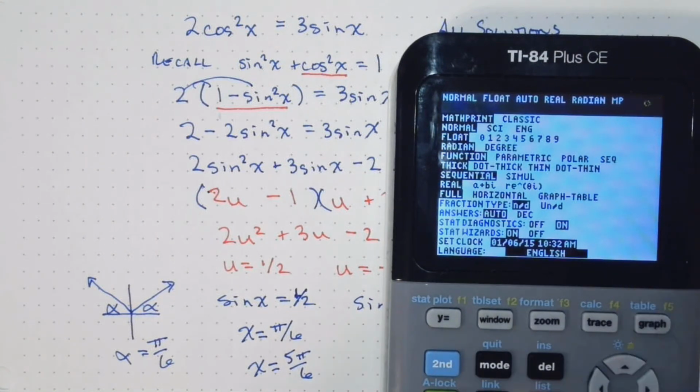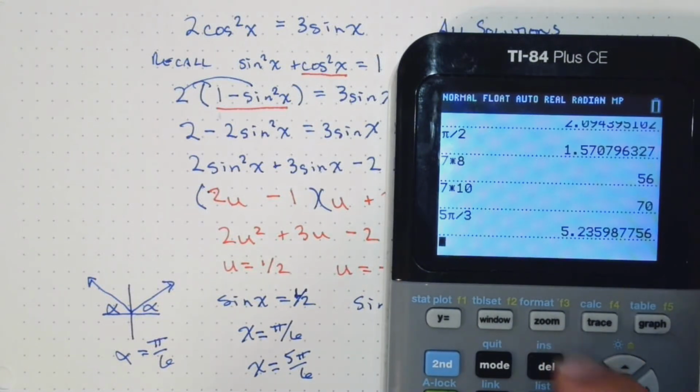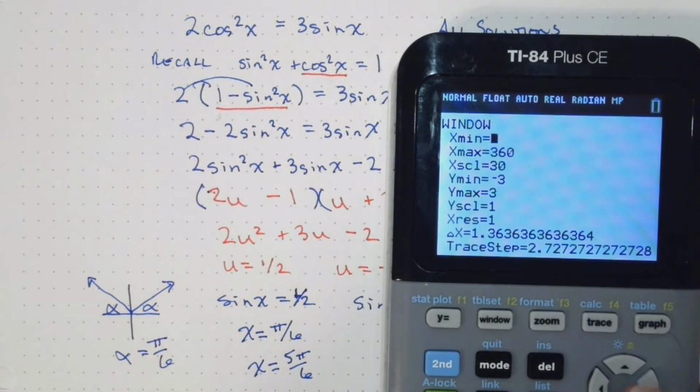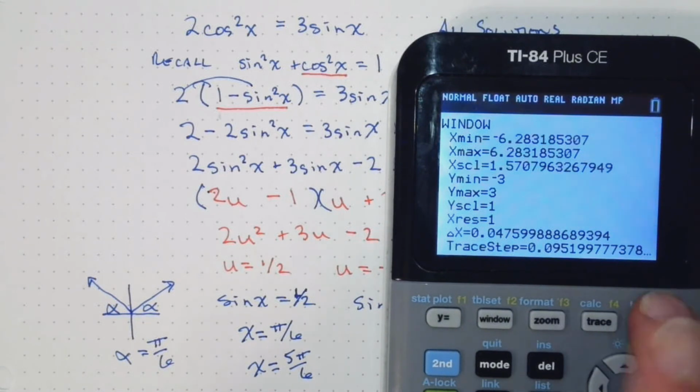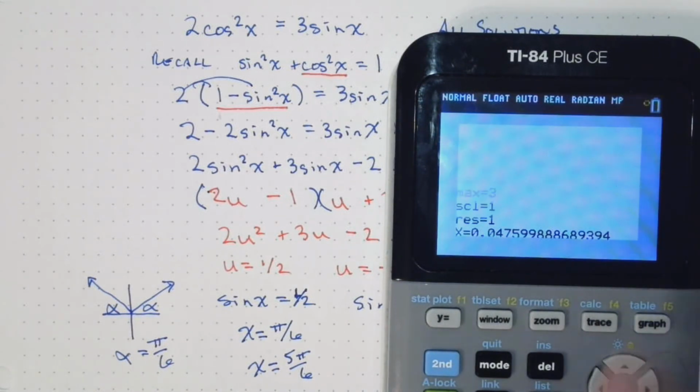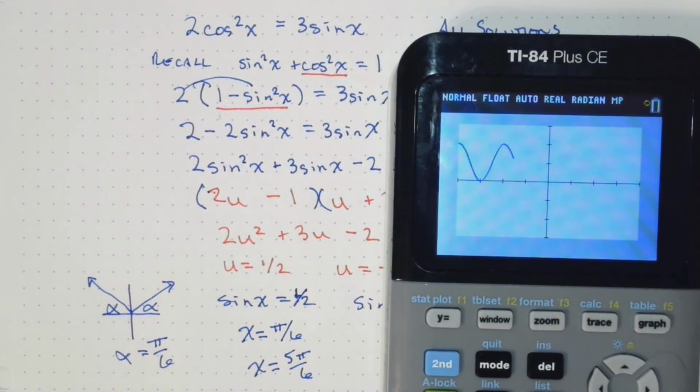Right. And I could come over and say, okay, for that window, let me go from negative 2 pi to 2 pi and just get an idea. And the x scale, let's go ahead and say the x scale is pi over 2. Negative 3 to positive 3 should allow me to see everything. And I'll go ahead and set up the graph. So there's the cosine squared, and notice that it's always positive. And then there is the 3 sine of x.